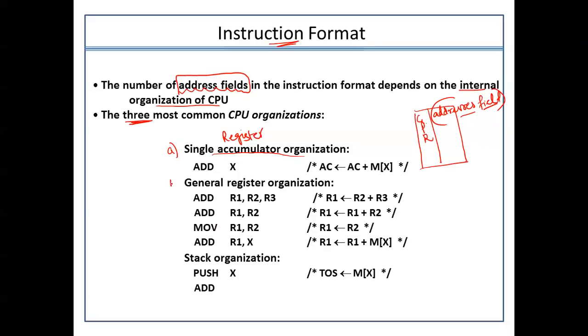Okay. Then similarly, the second one is the general register organization, which we will focus upon. And there is a third one also, which is stack organization. So usually the CPU can be organized in one of these three ways.